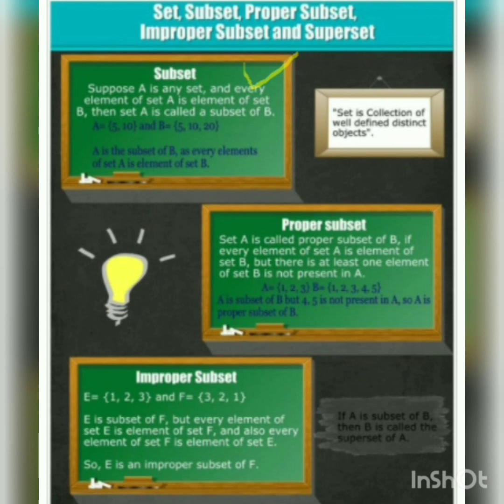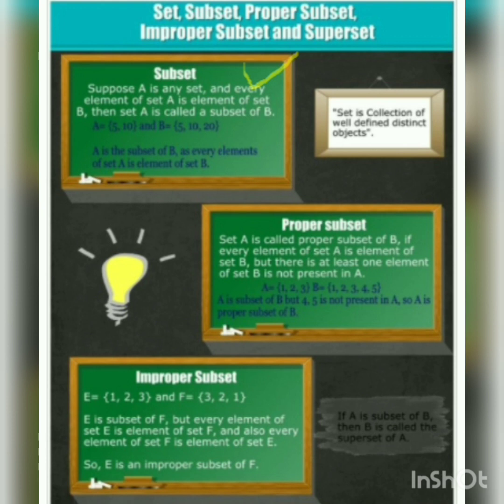Next one is about subset. As we know, subset means in a set there is another set present which is also a part of that set. Here is the definition of subset: suppose A is any set and every element of set A is an element of set B. Then set A is called a subset of B, which means that all the elements of set A are present in the set B, but we don't know whether every element of B is also an element of A.